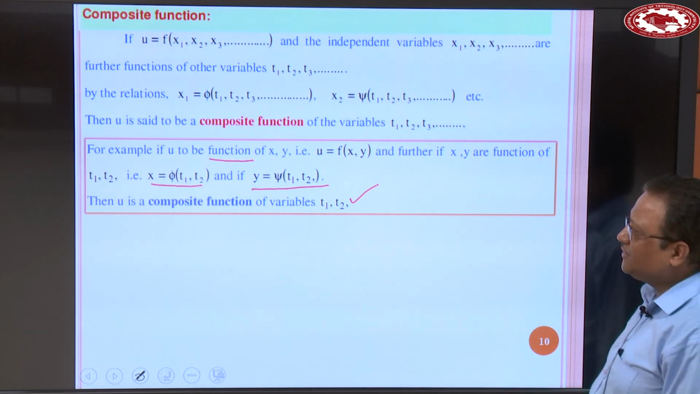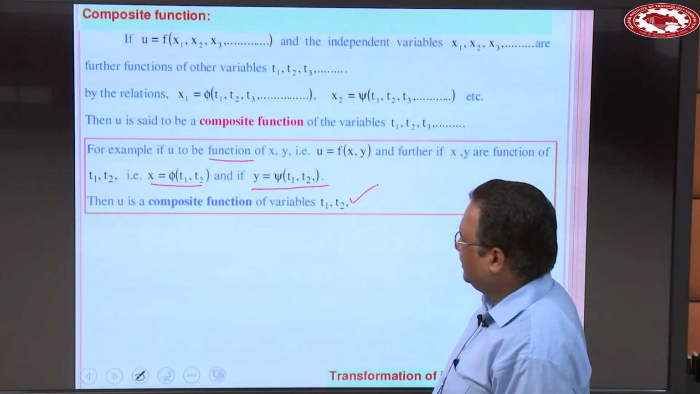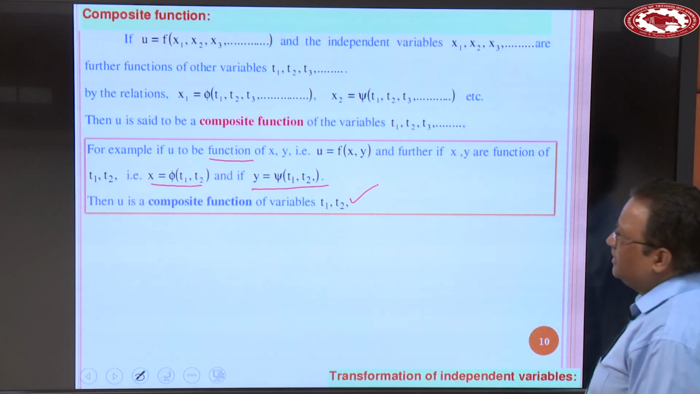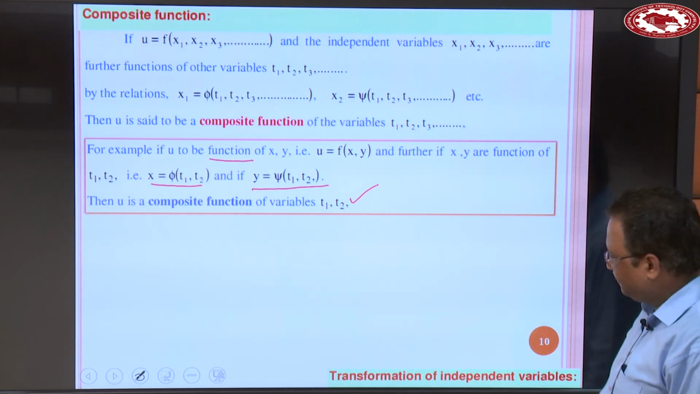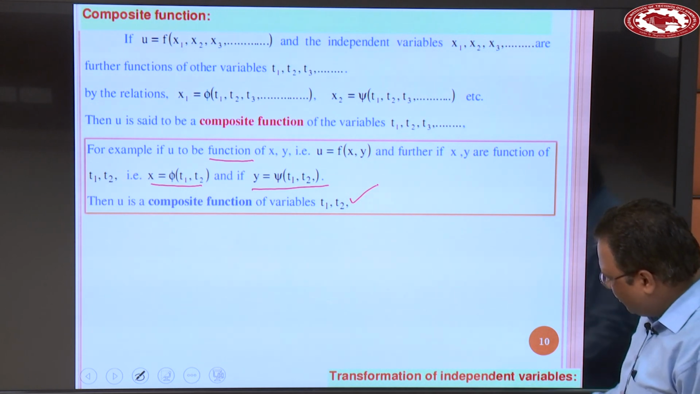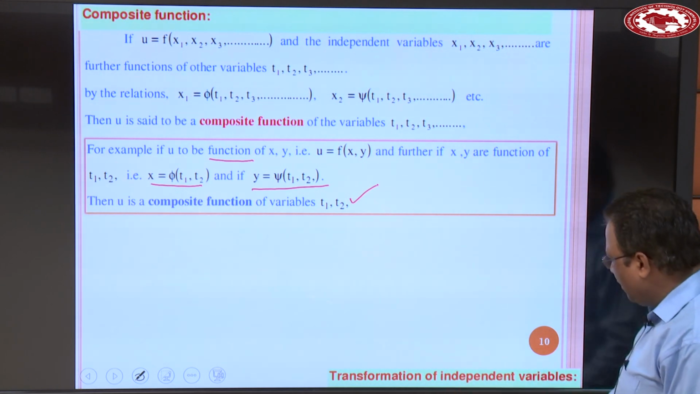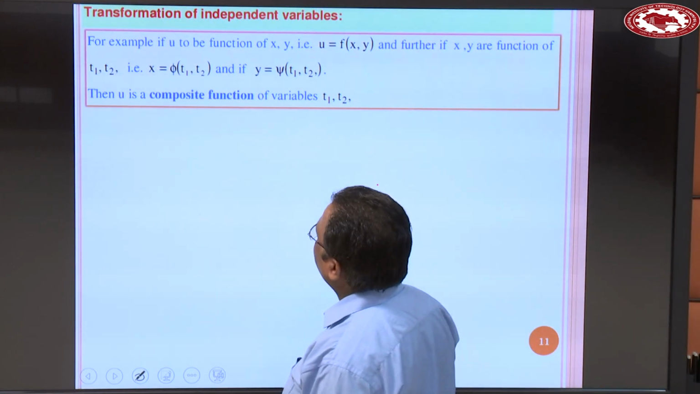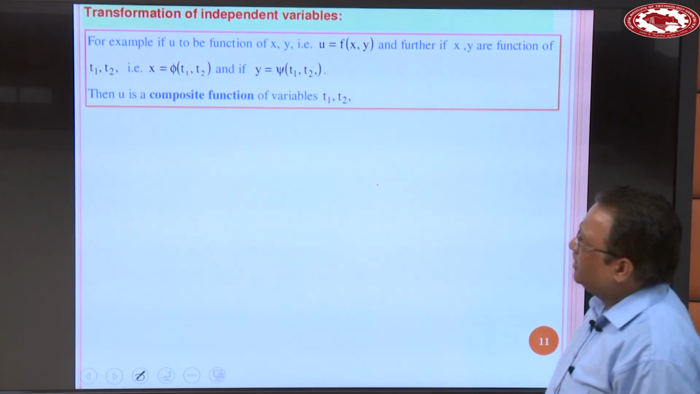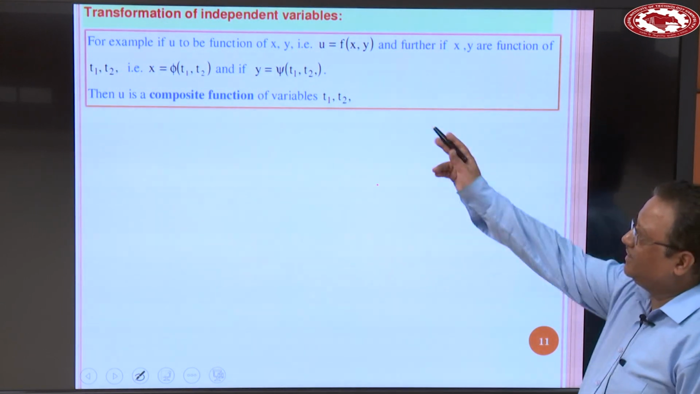So, u is a composite function of variables t1 and t2. That one is the definition of composite function. Now, one more important result: transformation of independent variables. We have seen this example.